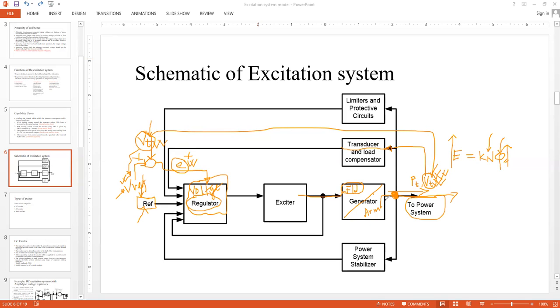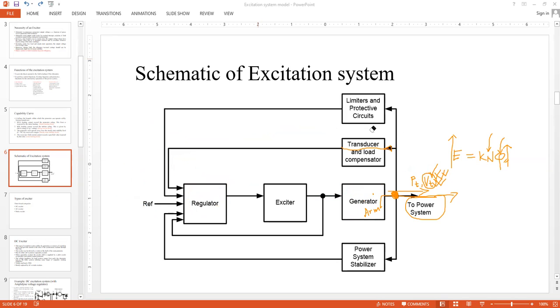Okay. So there are some other signals being fed back. Let's talk about those a little bit before we go further. There is another block inside this transducer that is known as the load compensator. The load compensator could be modeled simply as R compensator plus jX compensator. That basically takes care of some voltage drop.